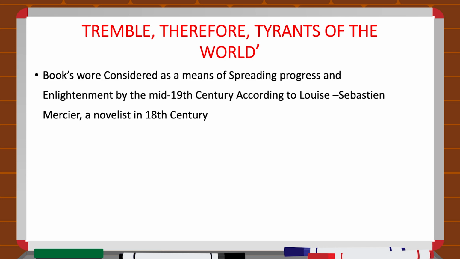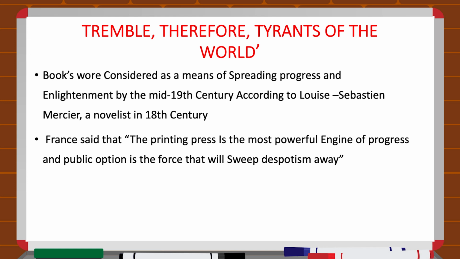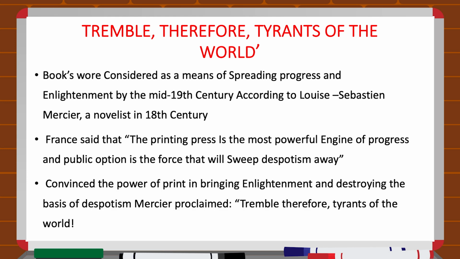By the mid-18th century, many people believed that books could change the world and free society from autocracy. Thus, Mercier declared, the printing press is the most powerful engine of progress, and public opinion is the force that will sweep despotism away. Mercier realized the power of print, so he said, "Tremble, therefore, tyrants of the world. Tremble before the virtual writer." It means that print alone can expose the tyrants, and so they are afraid of the writer.